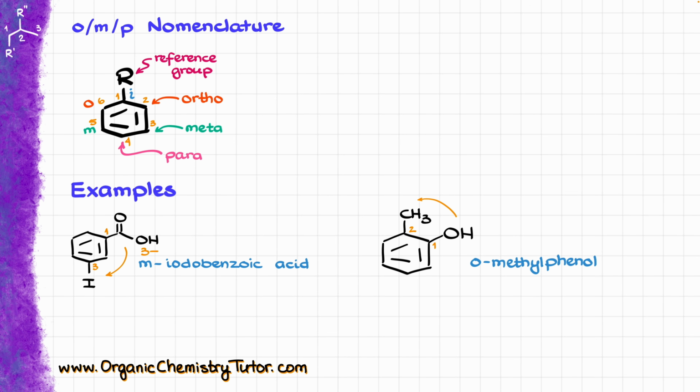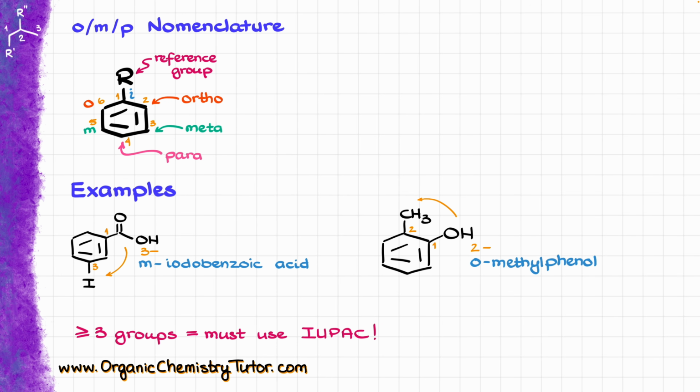We know that carbon number 2, that is the ortho position, which means that the name for my molecule here is going to be ortho-methylphenol. Or, like in the previous case, if you wanted to use the numbers, you could say that this is 2-methylphenol. Now, here is the biggest limitation of the Ortho-Meta-Para nomenclature. You can only use that if you have just two groups sitting on your molecule.